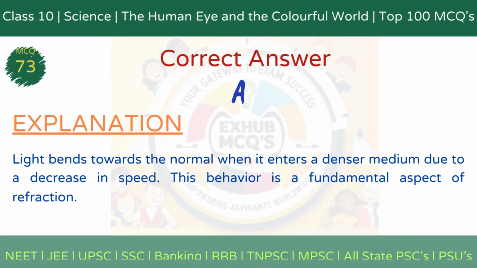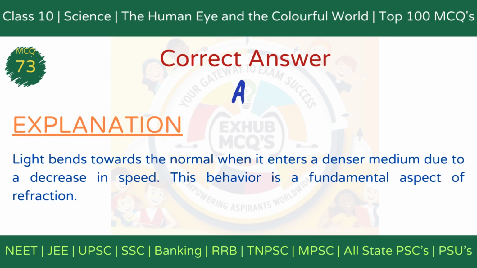The correct answer is option A, bends towards the normal. Explanation: Light bends towards the normal when it enters a denser medium because its speed decreases. This behavior is a key characteristic of refraction.